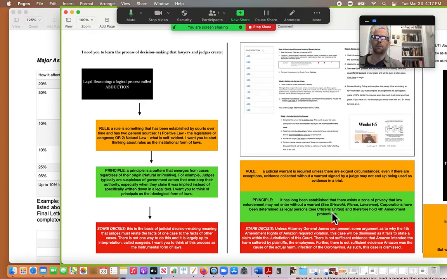So what's the principle behind that? Well, the principle is, it's been long established that United States citizens have a zone of privacy. And there's multiple cases. I just cited three that are the most famous: Griswold versus Connecticut, Pierce versus the Society of Sisters, and then Lawrence versus Texas. These are just three big cases that people tend to refer to, but there must be 1,000 cases that have talked about this. Now, corporations have been determined as legal persons in Citizens United, so they therefore also hold Fourth Amendment protections. What does this mean?